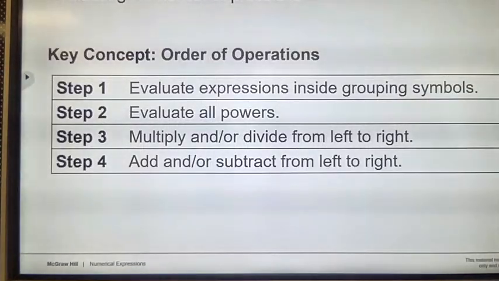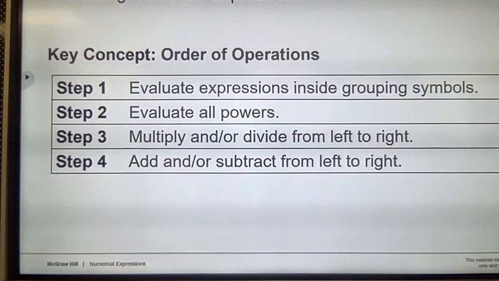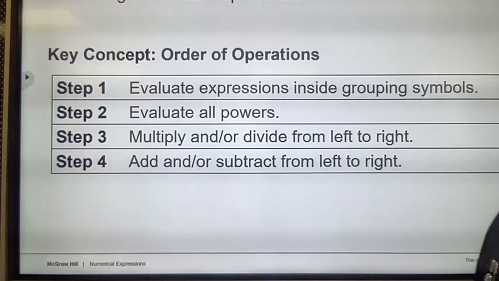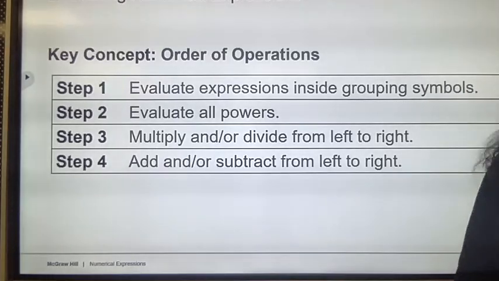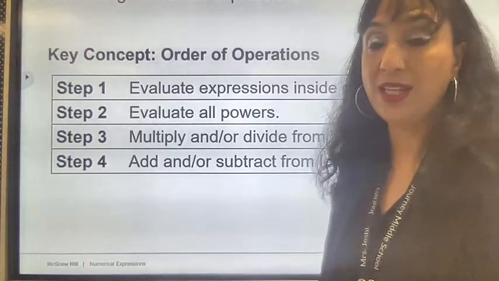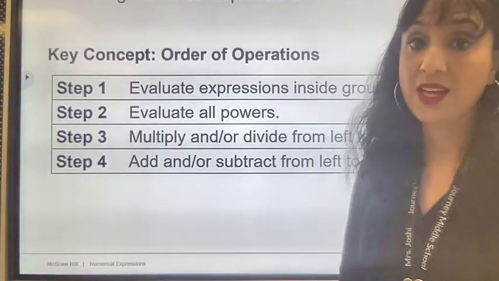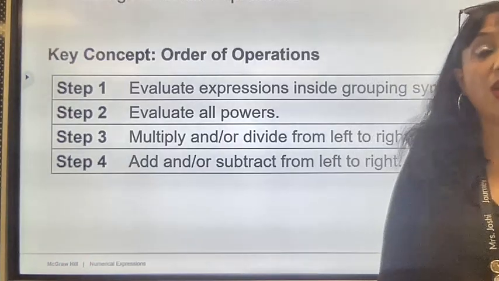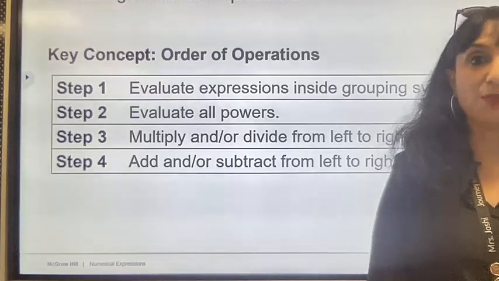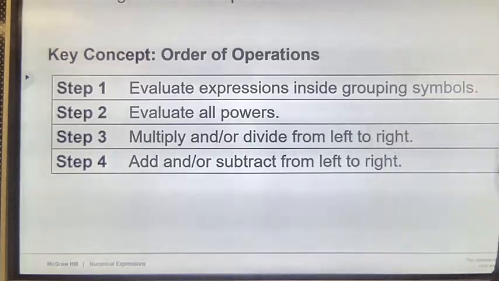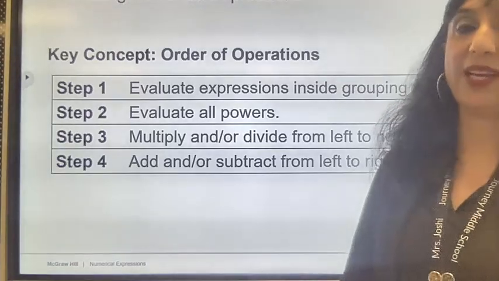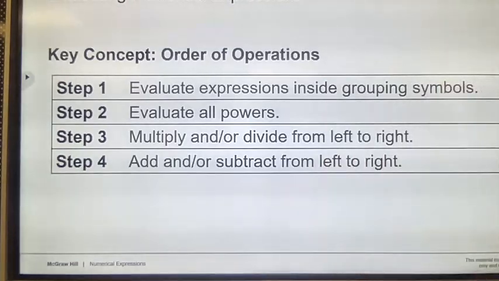So let's look at this once again, the key concepts. And the first thing that we have here, when we are evaluating numerical expressions, as we talked about order of operations, and I just mentioned that, we are going to evaluate expressions inside the groupings, which is nothing but the parentheses. Next, we are going to evaluate all the exponents. So parentheses, exponent, then multiply and divide from left to right. That is the third step. And then the fourth step is adding and subtracting from left to right. So this is nothing but PEMDAS, order of operations.